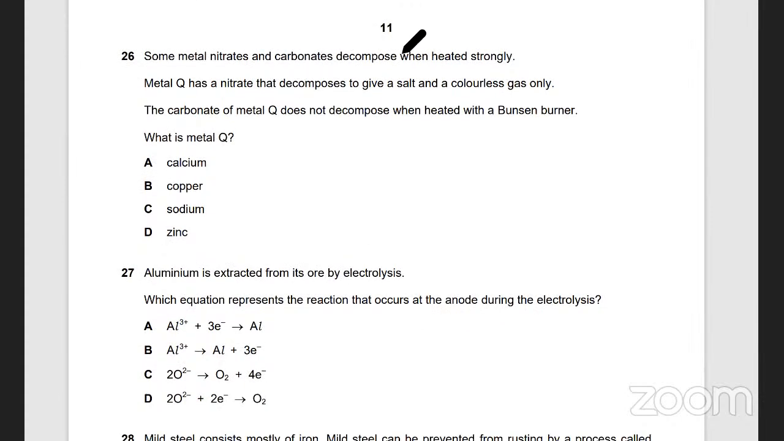Some metal nitrates and carbonates decompose when heated strongly. Metal Q has a nitrate that decomposes to give a salt and colorless gas. Only the carbonate of metal Q does not decompose when heated with a Bunsen burner. What is metal Q? अच्छा, ये शो कर रहा है कि it does not decompose, right? So if it does not decompose, is it a reactive metal or an unreactive metal?